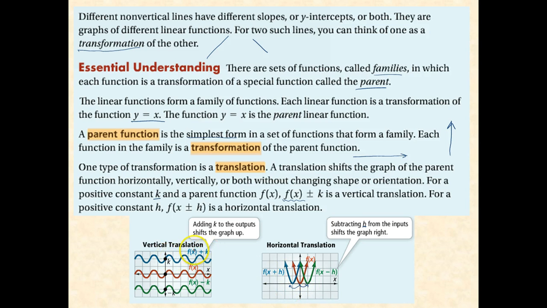So when we add to the output, it goes with the same sign. If we add a positive number, the graph moves up. If we add a negative number, the graph moves down. But if we add or subtract to the input, it has the opposite effect. If we add a number, it moves to the left. If we subtract a number, it moves to the right.